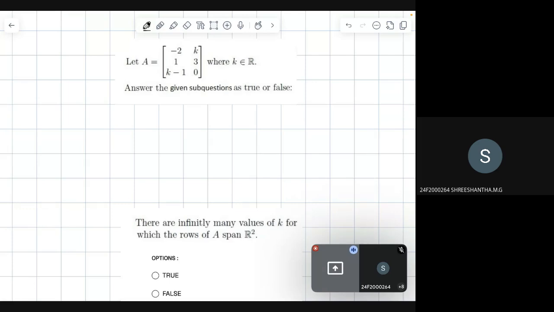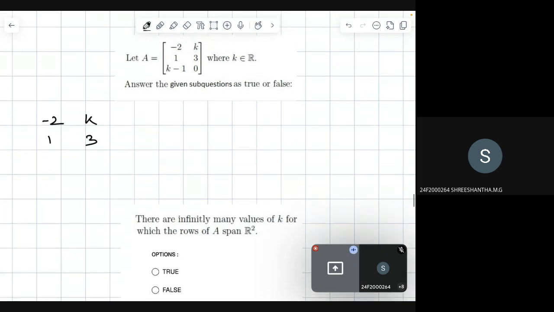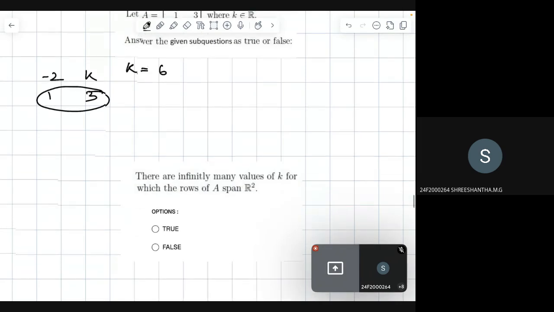So notice minus 2, k, 1, 3. When do the rows become linearly dependent? They would become linearly dependent if k has the value 6, right? If k has value 6, then minus 2, 6 will be a linear combination of 1, 3. So the option will be true.